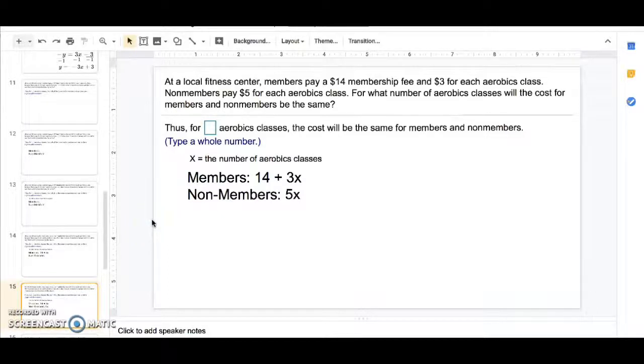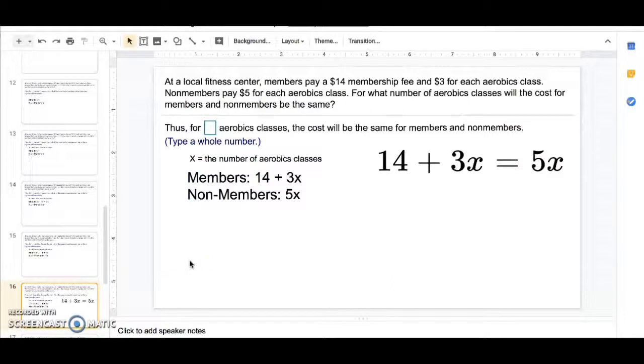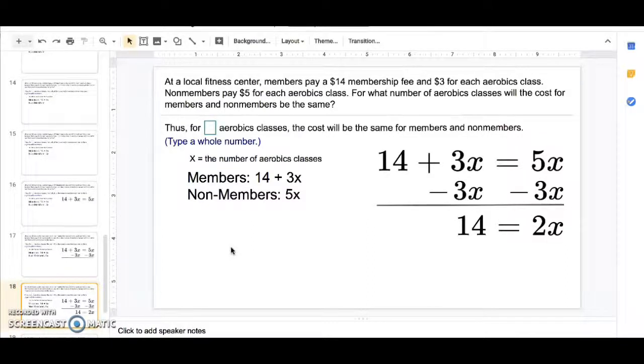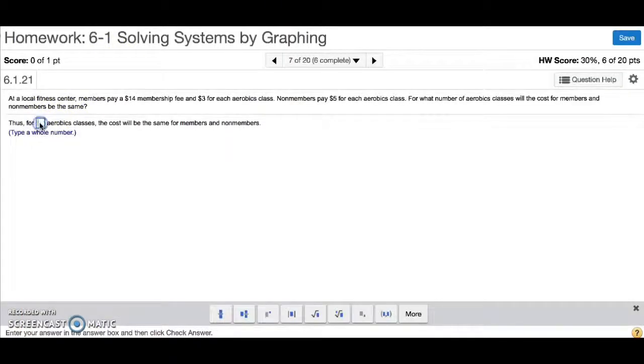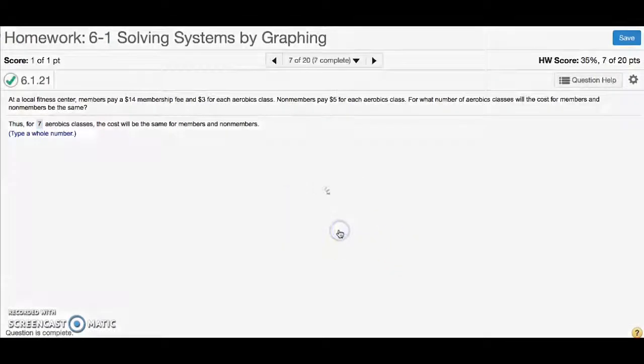Now, we need to see when the cost will be the same for members and non-members. When we see keywords like "the same," we set these equal to each other. So now we have 14 plus 3x equals 5x. Then we solve for x. Subtract 3x from both sides. We get 14 equals 2x. Then we divide both sides by 2, and x equals 7. So for 7 classes, the cost will be the same for both. So I'll put in 7. Then that will be number 7.